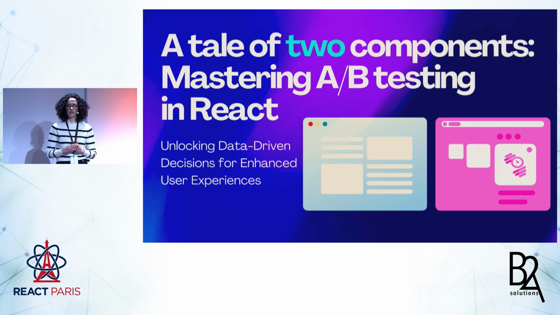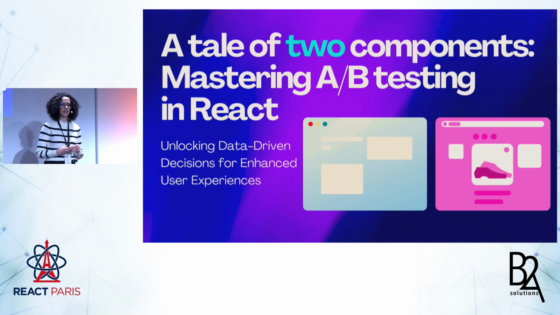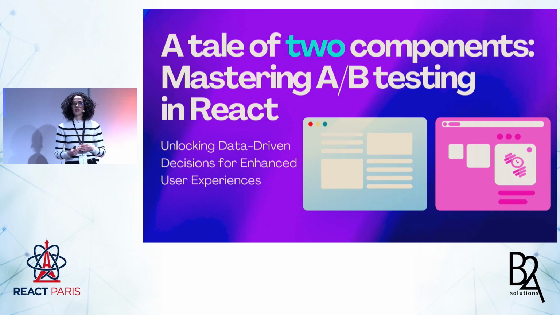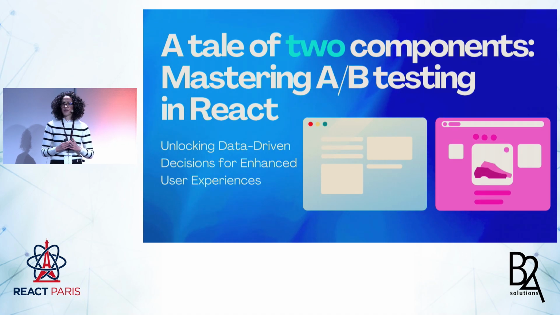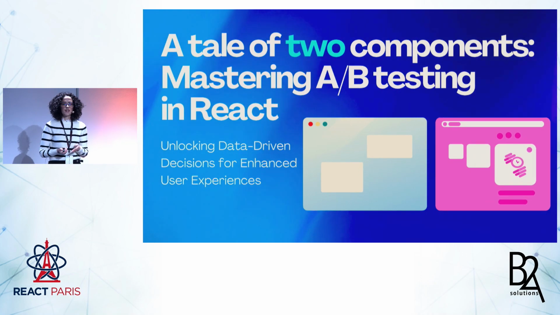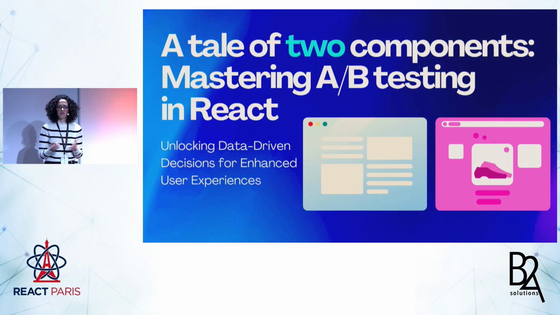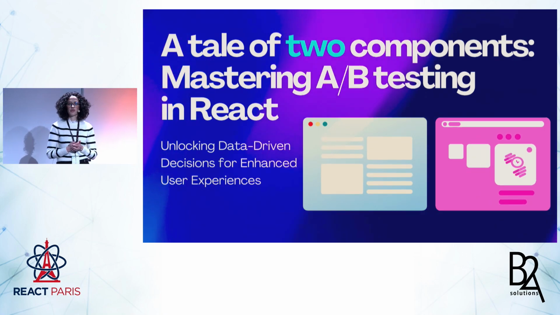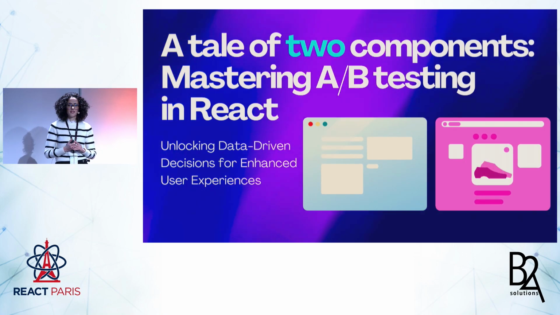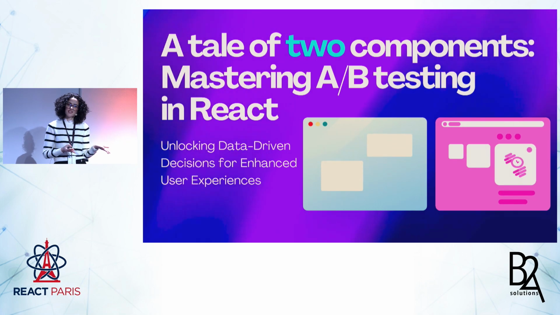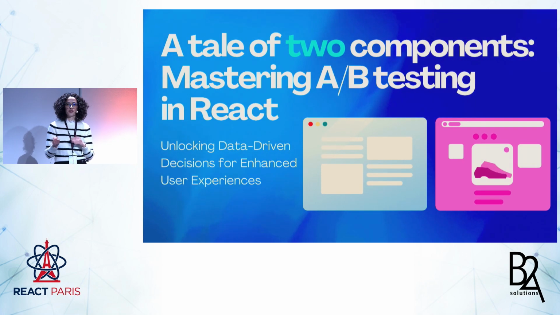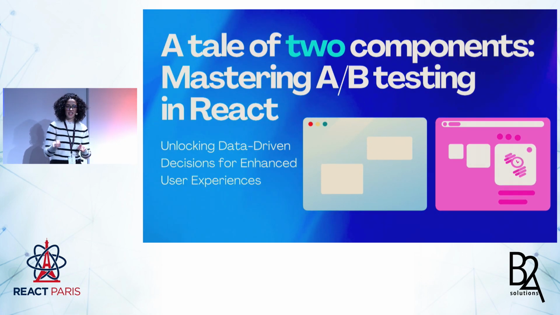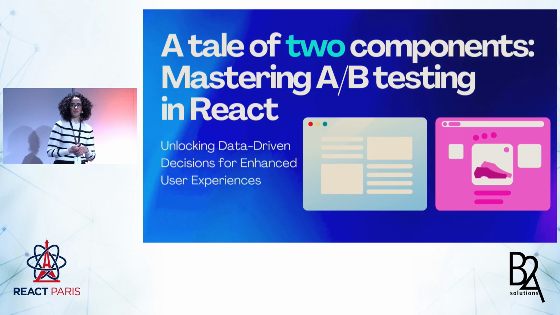A/B testing is all about comparing two versions of something, in our case, React components, to see which one performs better. It's like a friendly competition between your two components, and instead of thinking, for example, the button can be red or green, we can actually use A/B testing to prove this with data.